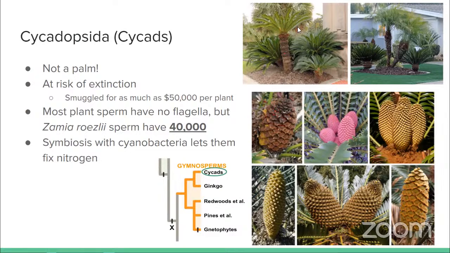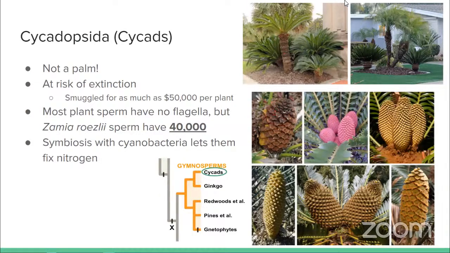So the cycad looks like a palm tree. It is actually not a palm tree. So I probably shouldn't have shown you that picture of a coconut earlier, because a coconut is not a gymnosperm. It's an angiosperm. It's a monocot, but it's cool, and it's a cool example of seed dispersal. However, our cycads, they are gymnosperms.